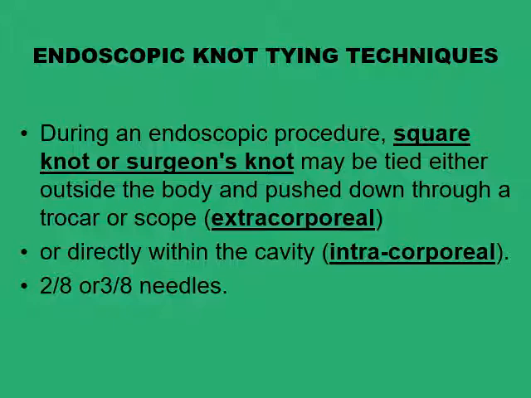Knotting sutures while working in cavities either endoscopically or microscopically. The sutures can be knotted outside the cavity and then pushed inside by the use of a trocar or a scope, like extracorporeal knotting, or it can be performed inside the cavity itself if finer instruments are used. You usually use a very shallow needle like a 2/8 or a 3/8 needle, and then try and suture and knot the sutures inside the cavity itself.